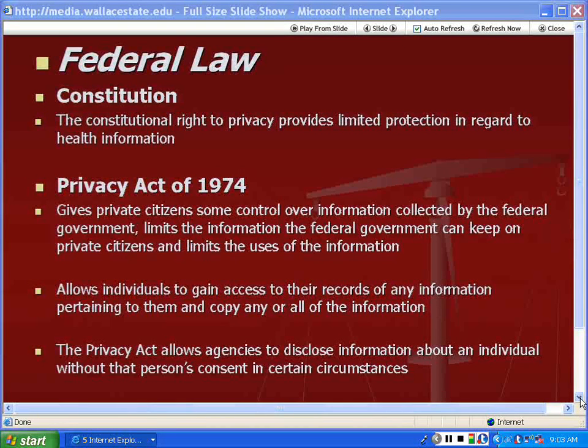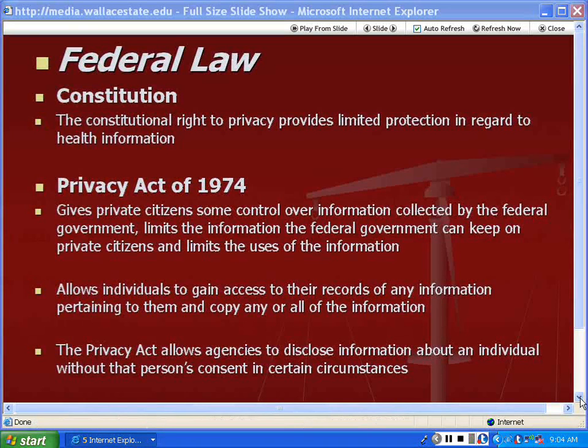Now, as I said, there are exceptions. So the Privacy Act does allow agencies to disclose information about an individual without the person's consent in certain circumstances. Now, even the word patient, this has really nothing to do with patients. It has to do with individual citizens. Now, this act or law only applies to federal agencies. Hospitals funded by the federal government are bound by this act not to release patient information without consent.